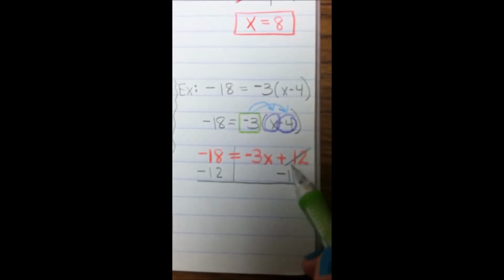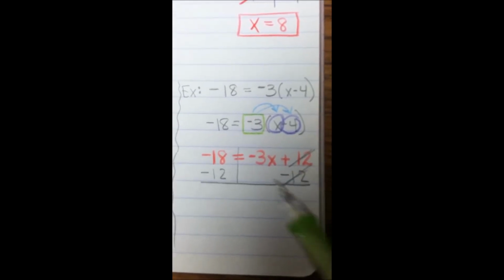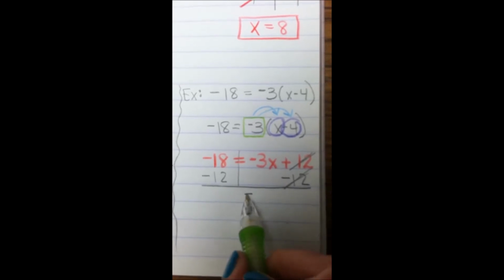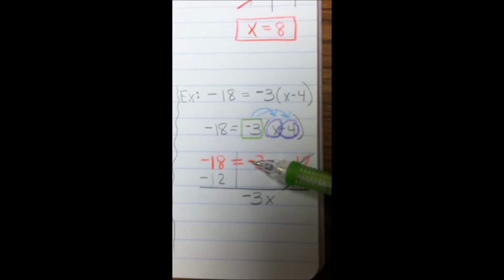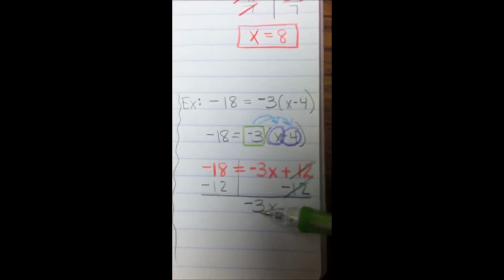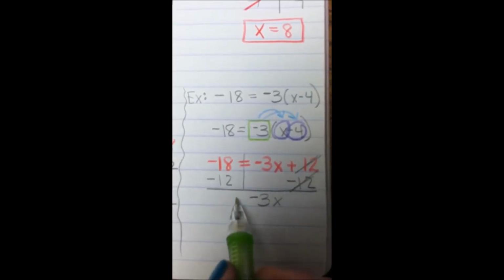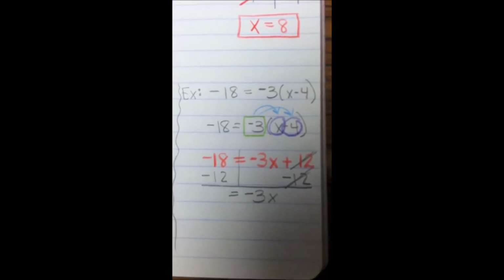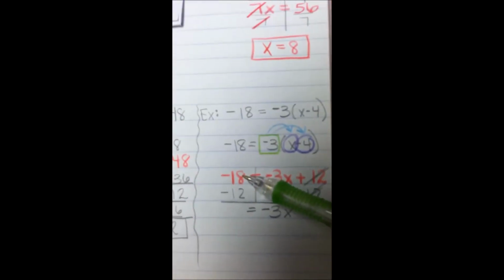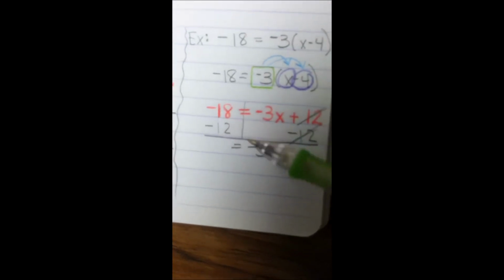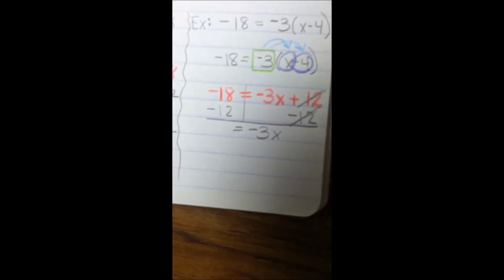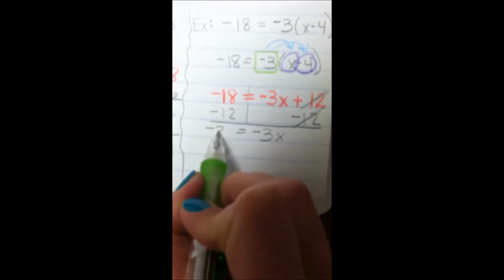Okay, the 12s over here cancel. And on this side of the equation, I'm left with negative 3x. Be sure when you bring that down, you're bringing down the negative sign or the sign that's in front of it with it. And that equals, now you have to be careful, negative 18 and a negative 12. Since they're both negative, we're going to add them together, and they make negative 30.